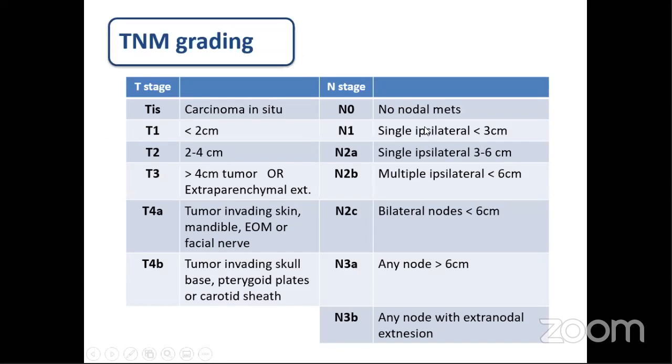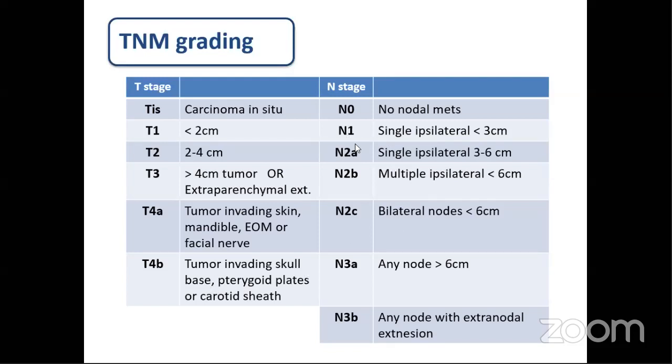So TNM staging, the nodal staging is like any other neck nodes. The TNM staging is very simple, based on size: less than 2 cm is T1, 2 to 4 cm is T2, more than 4 cm or extraparenchymal extension is T3. Then T4A is tumor invading the skin, mandible, external auditory meatus or facial nerve. That is, we can remove. T4A are removable tumors. Then T4B, tumor is invading the skull base, pterygoid plates, and carotid sheath.